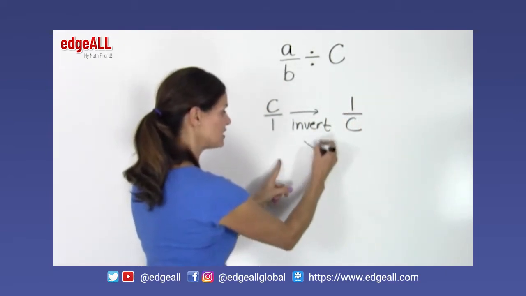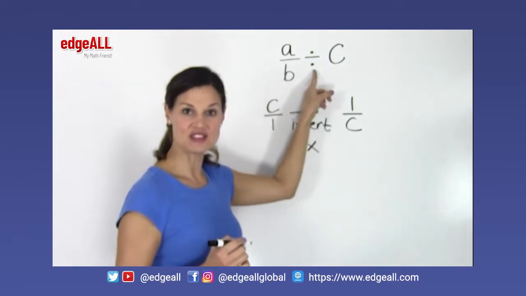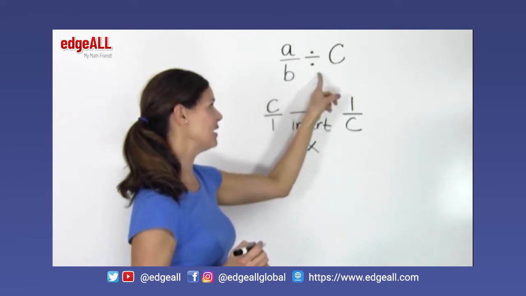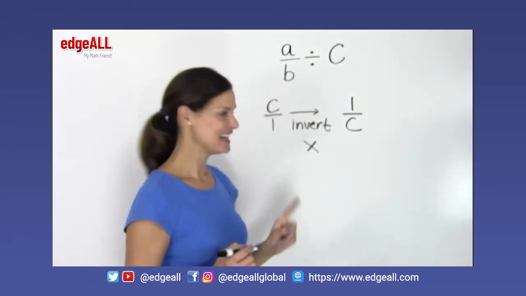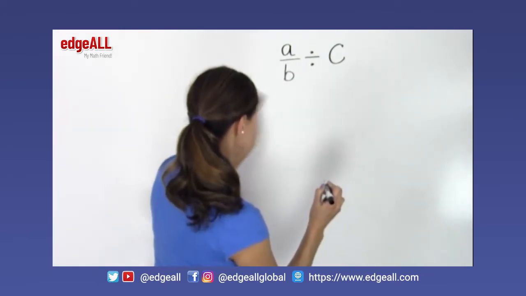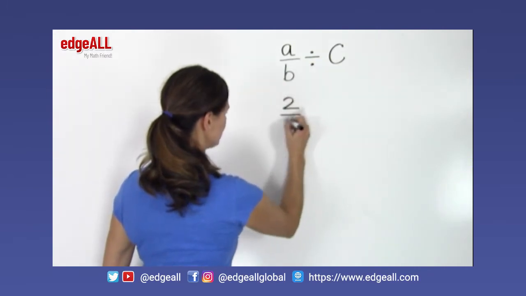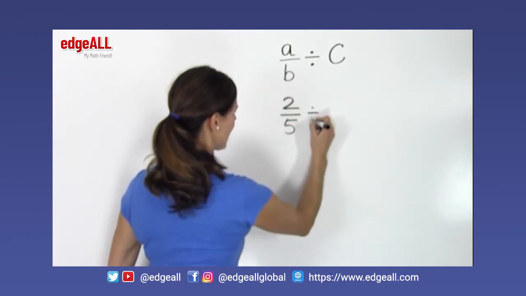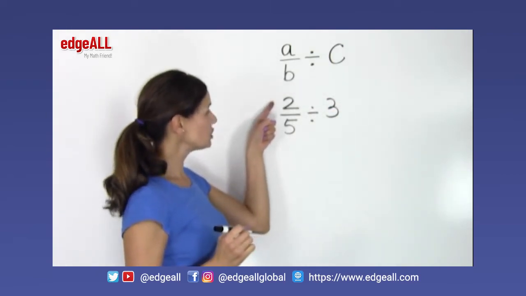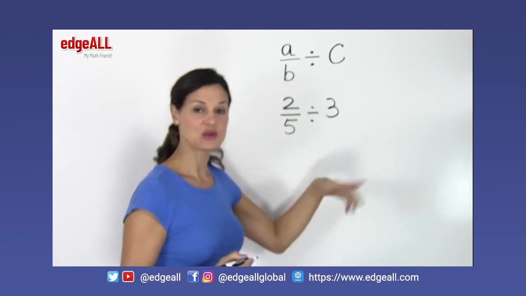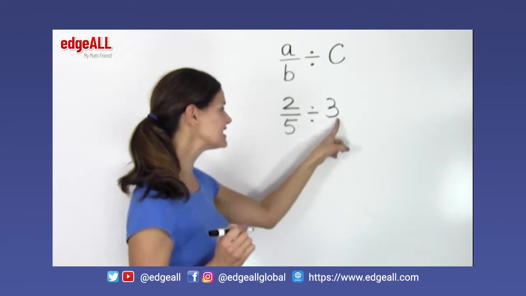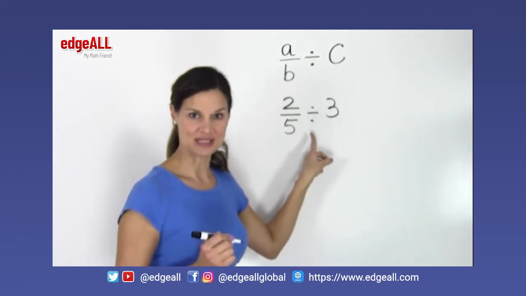And then we're going to change the operation from division to multiplication, and we're going to multiply our fraction by 1 over c. So let's look at an example of this. If we have, for example, the problem 2/5 divided by the whole number 3, well, I can see that 2 is not divisible by 3, so I'm going to have to use this second approach of finding the inverse of my whole number and multiplying.